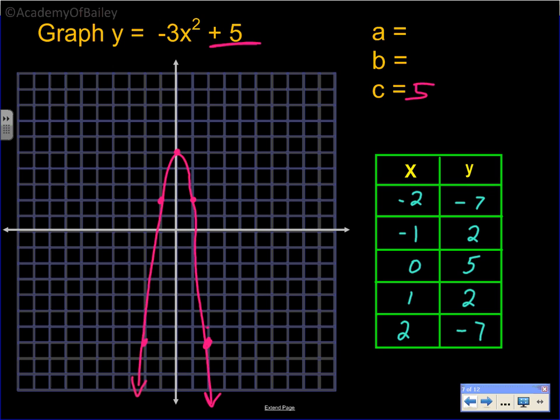The vertex is 0, 5, and the axis of symmetry is x equals 0, because this vertical line goes through the x-axis at 0. That's the axis of symmetry. Notice this is 1 space away, 1 space away, 2 spaces away, 2 spaces away. It is symmetric.